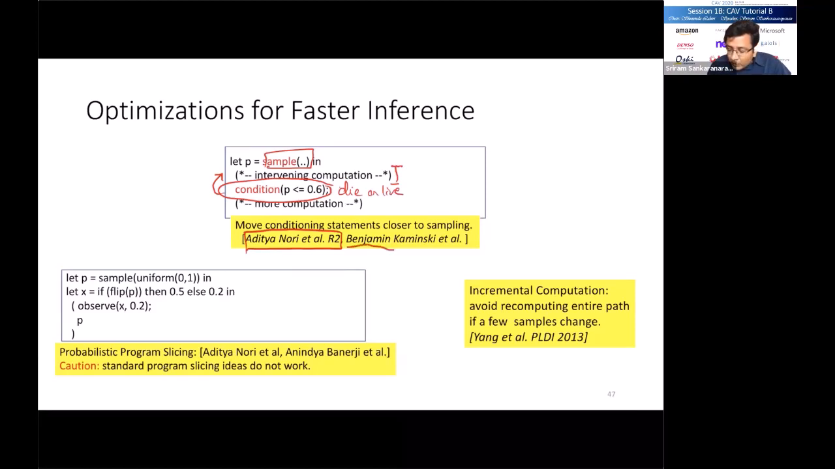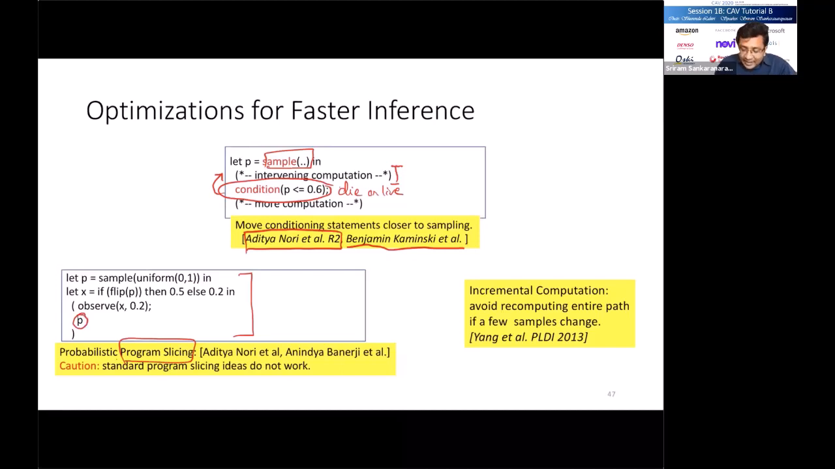There's a recent work by Peter Katoon and his students as well, along similar lines. Another idea is probabilistic program slicing, removing operations that are not necessary so that your inference and your queries can be answered fast.